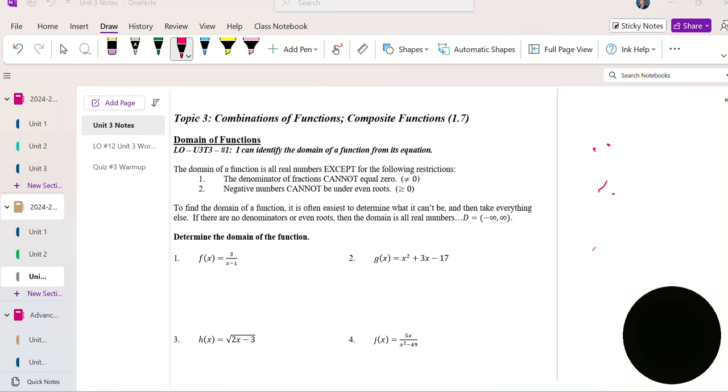Welcome to tonight's video on topic 3, combinations of functions and composite functions. First, we're going to talk about the domain of functions.